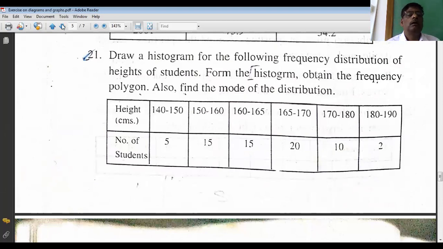Yesterday, I was explaining exercise number 21. You draw the histogram first and fit the polygon. Fitting the polygon means marking the midpoint of the rectangle at the top and drawing a straight line from one rectangle point to another rectangle point. And find the mode. Mode is to be calculated on the basis of the rectangle. I think I solved this problem.